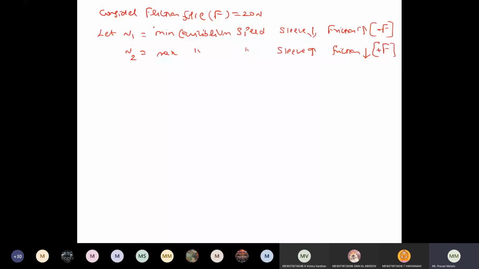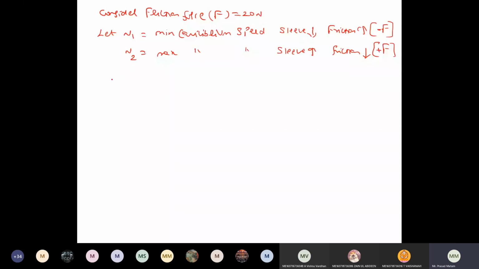If you take the reverse, what will happen? These conditions will change. Now N1 will become the maximum and N2 will become the minimum. Got it? I proved this also yesterday. When friction is acting upwards and I take the plus sign, wherever I should get the maximum value I get the minimum value, and wherever I should get the minimum value I get the maximum value. So to avoid this confusion, I am writing here: sleeve moves downwards, friction force is acting upwards, I take F as minus F. When the sleeve is moving upwards, friction force is acting downwards, and I take F as the positive value.